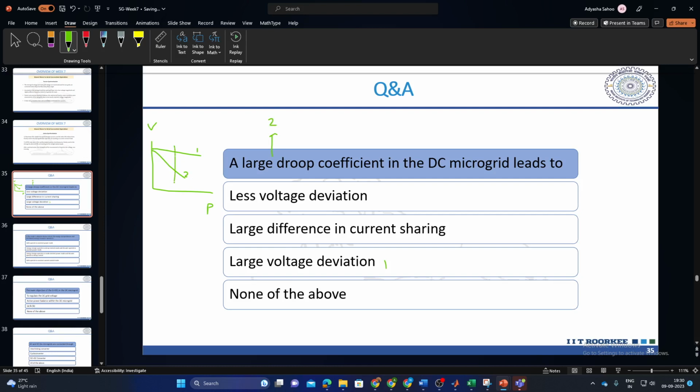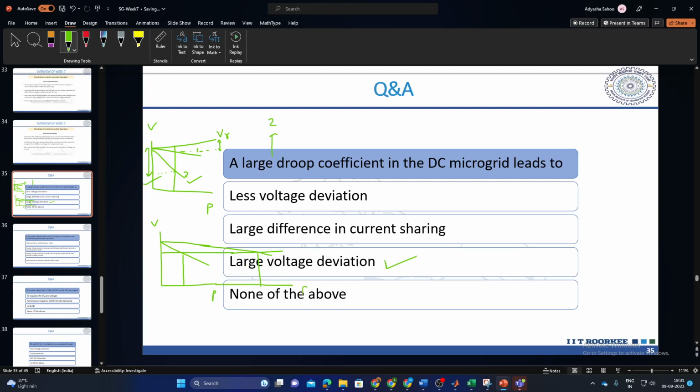Can anyone say among 1 and 2 which one has the larger droop coefficient? Two has the larger coefficient. Okay. Yes, 2 has the larger droop. Let's say for the same amount of power, this is my reference, Vref. The decrease in voltage for 2 is this, while for 1 the decrease in voltage is this much. So obviously, a larger droop leads to larger voltage deviation.